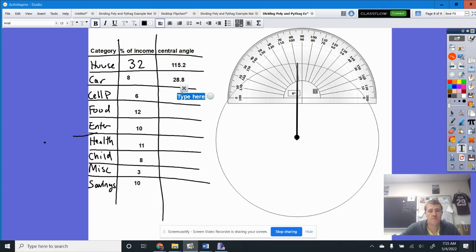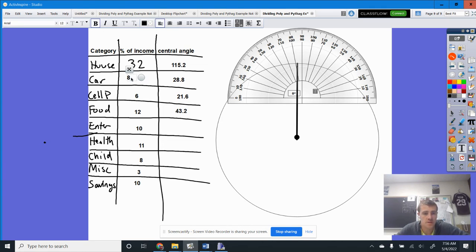And you would do the same thing for all of these. So I'm going to do them on my calculator here to make this quicker. This is 21.6. This is 43.2. And actually, I think that's enough for the purposes of the video here. But you would find the central angle for all of them.